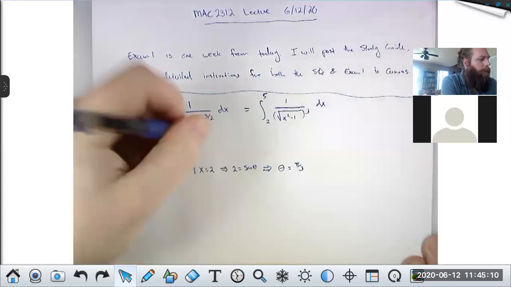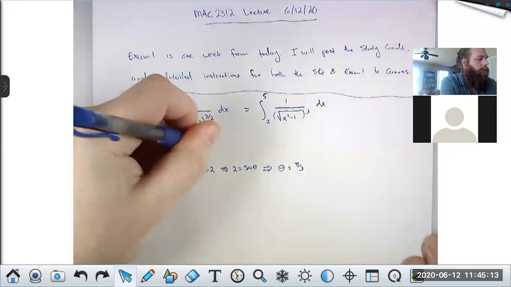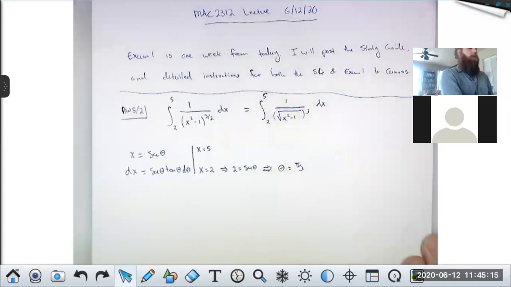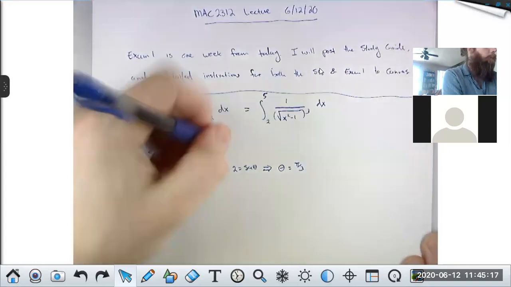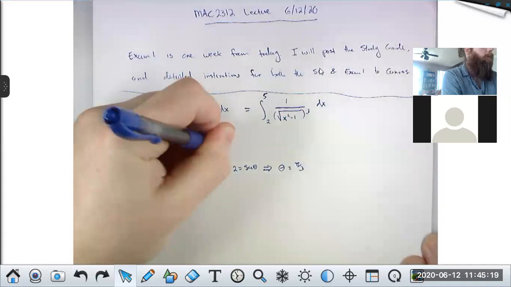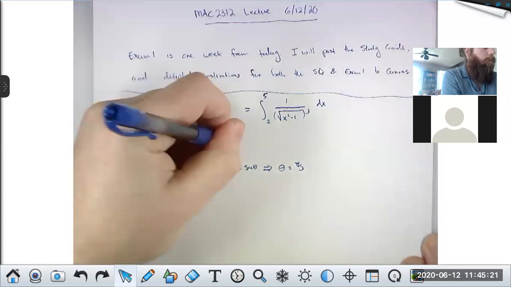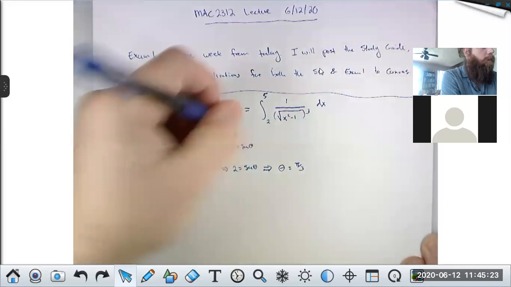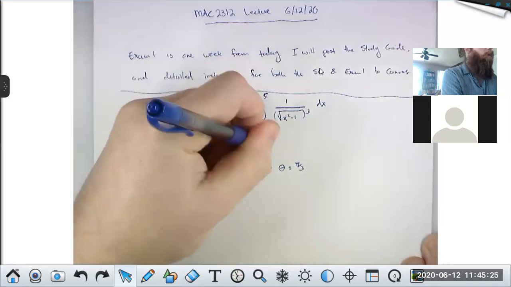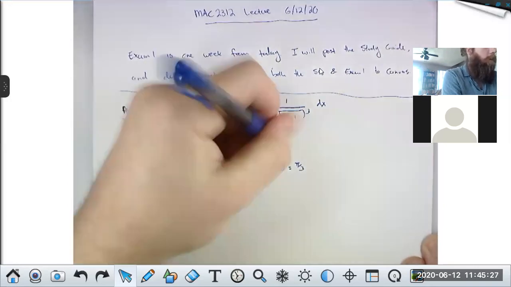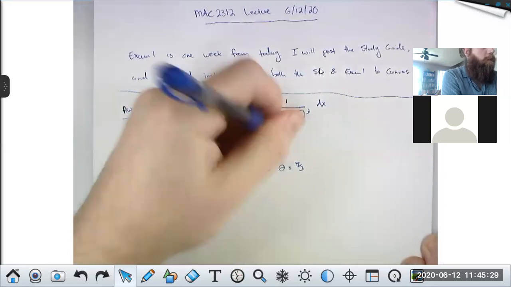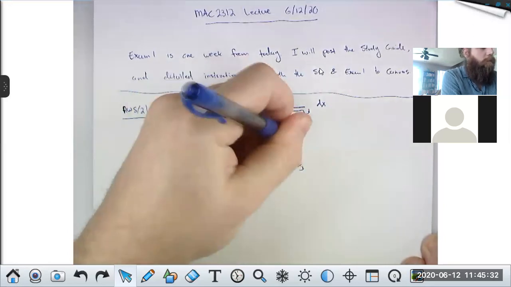Now for my upper bound, when x is equal to 5, and this is the part that's randomized by WebAssign, so you might have a different number, I'm not going to have a beautiful way of writing this. I'll say, okay, well 5 is secant theta. Therefore, there's a few ways to write this. I could say theta is the inverse secant of 5.